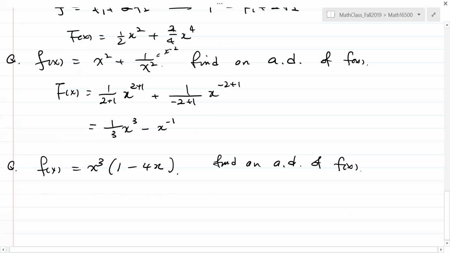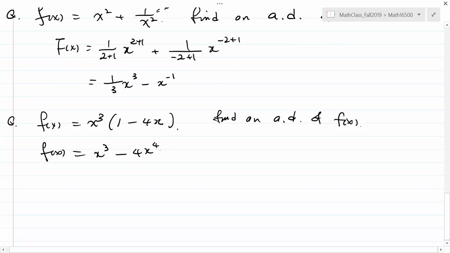The only rule is the linearity of the antiderivative. We just learned that. So the only way you can solve the problem, you can differentiate and apply the product rule, but it's better to multiply this out to get a polynomial. Then you find the antiderivative of each term. So it's going to be 1 over 3 plus 1 x to the 3 plus 1, minus 4 over 4 plus 1 here, x to the 4 plus 1. That's simplified.